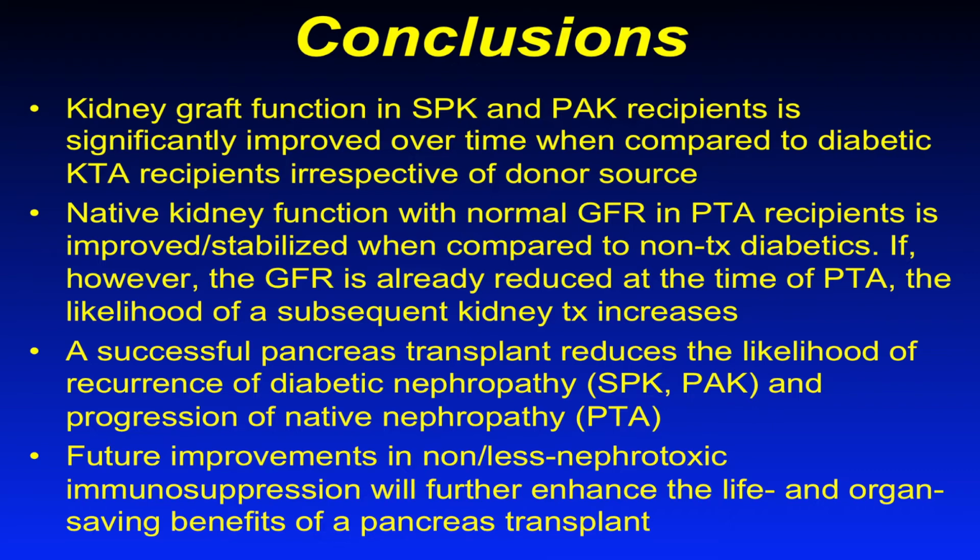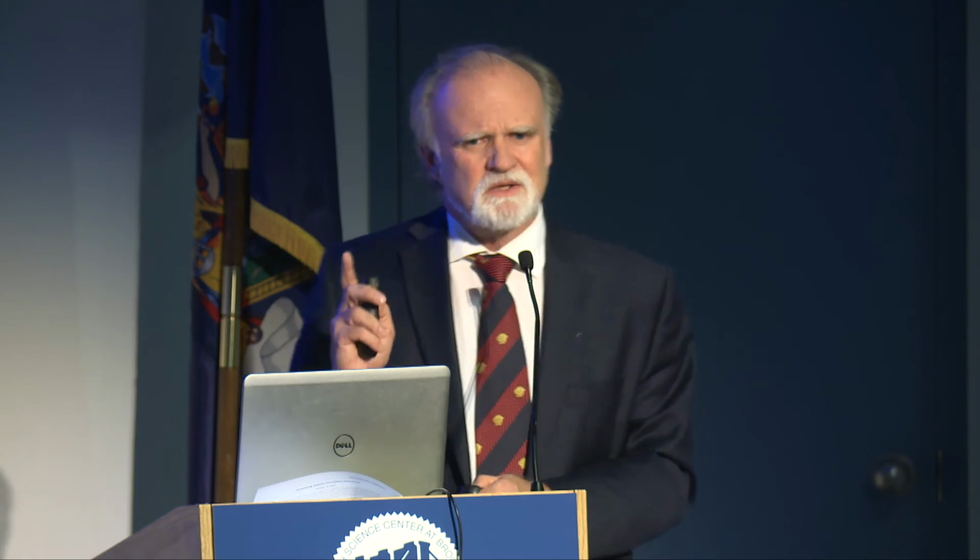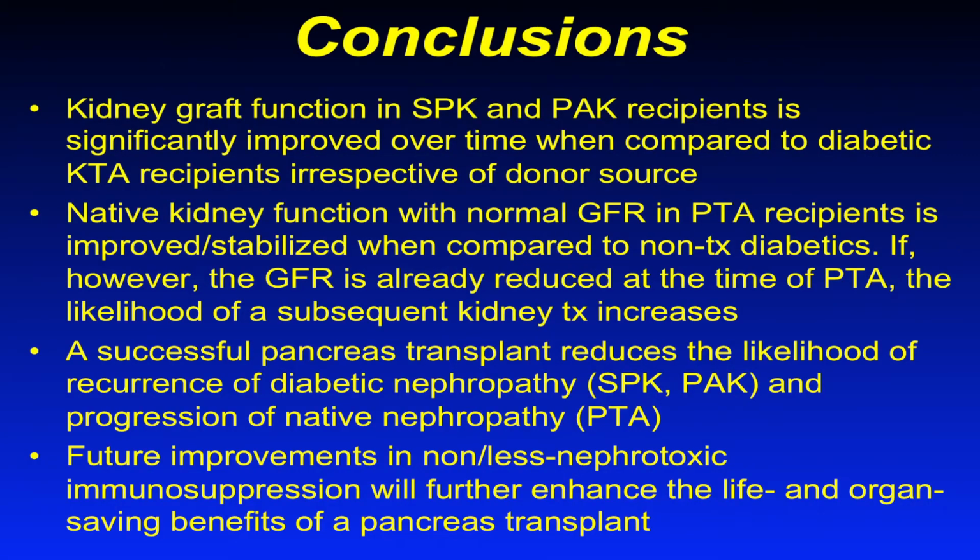The native kidney function with normal GFR in PTA recipients is improved or stabilized when compared to non-transplant diabetics. If the GFR is already reduced at the time of PTA, the likelihood of a subsequent kidney transplant increases, and it actually increases significantly, as I have shown. A successful pancreas transplant reduces the likelihood of recurrence of diabetic nephropathy and progression of native nephropathy.